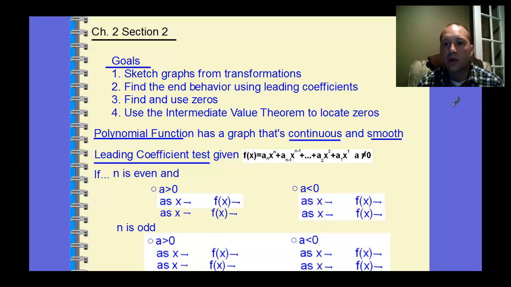So that's what we sometimes call a curve. So we look at this continuous and smooth curve. This is x cubed. We should be familiar with that. That's an example of a polynomial function.